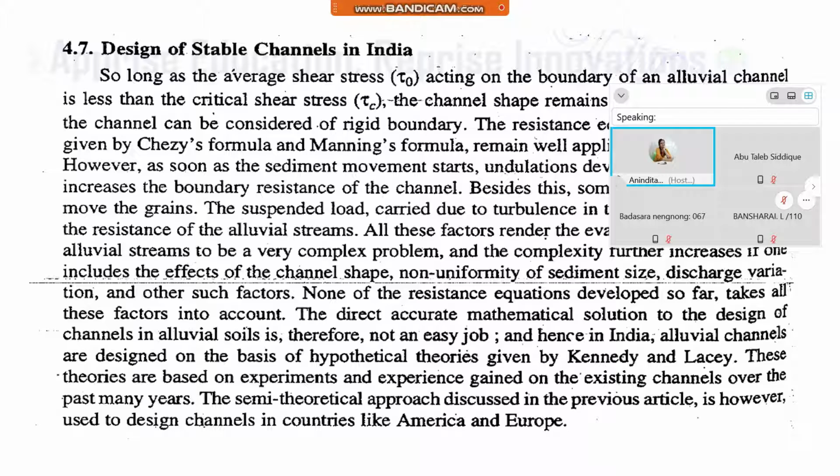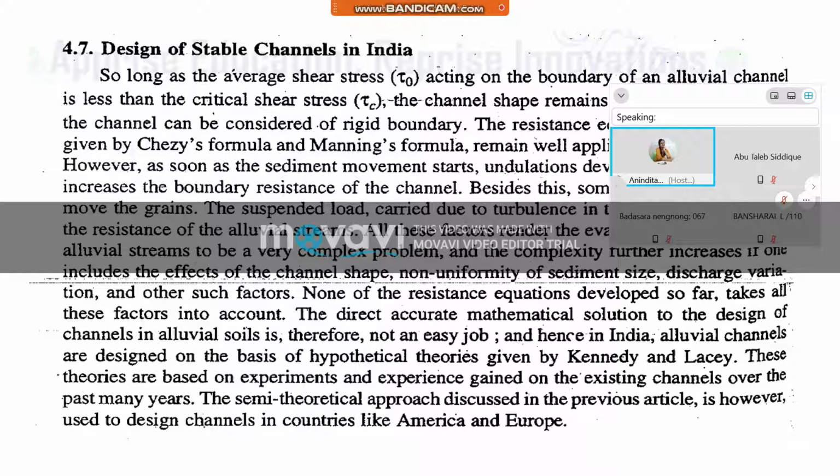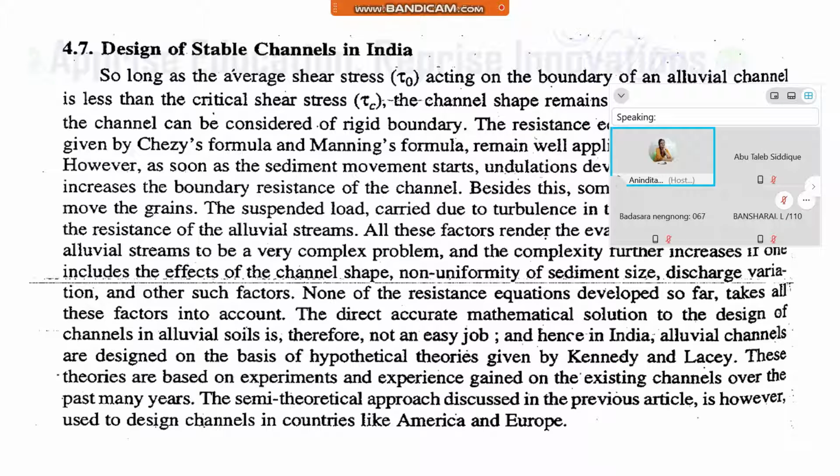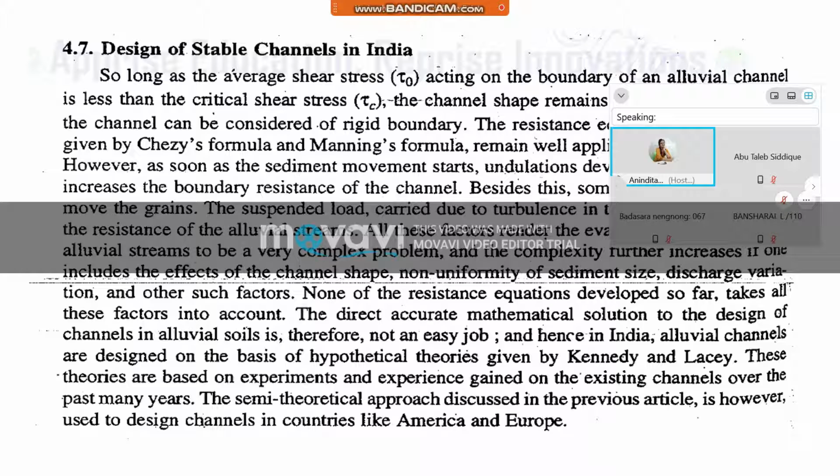The direct mathematical solution to the design of channels in alluvial soils is therefore not an easy job, and hence in India, alluvial channels are designed on the basis of hypothetical theories given by Kennedy and Lacey. These theories are based on experiments and experience gained on the existing channels over the past many years. The semi-theoretical approach discussed in the previous article is however used to design channels in countries like America and Europe.